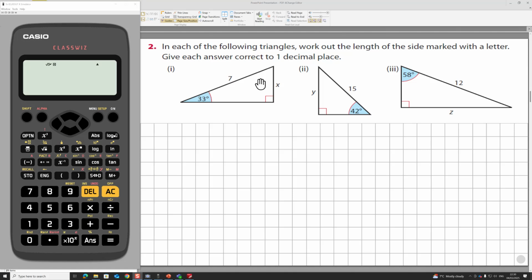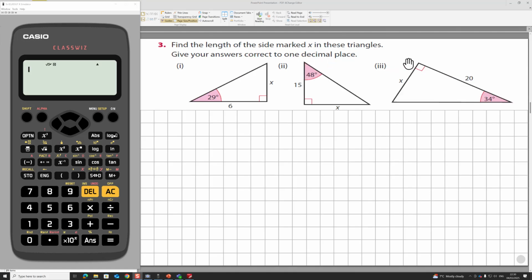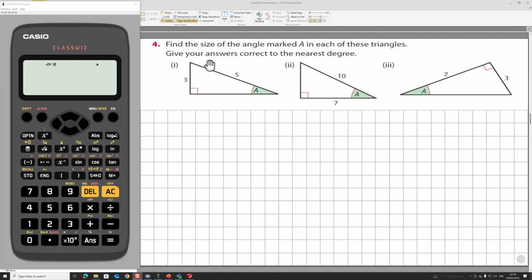I'll do it as quick as I can. Sine, sine, sine. Tan, tan, tan. Okay, I can see what they're doing here. Sine, cos, tan.